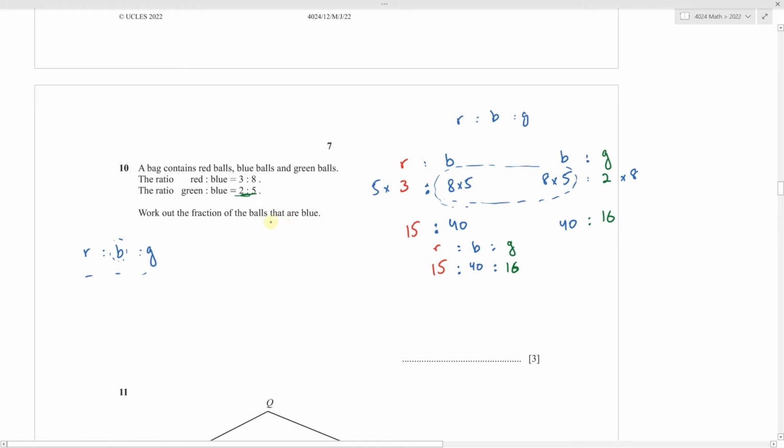So now you want to calculate the fraction of blue balls. How many are blue? 40 out of the total 15 plus 40 plus 16. So 40 plus 15 is 55, and 16 more is 71. So that means the fraction of blue balls is 40 over 71. So this will be your final answer, 40 over 71.